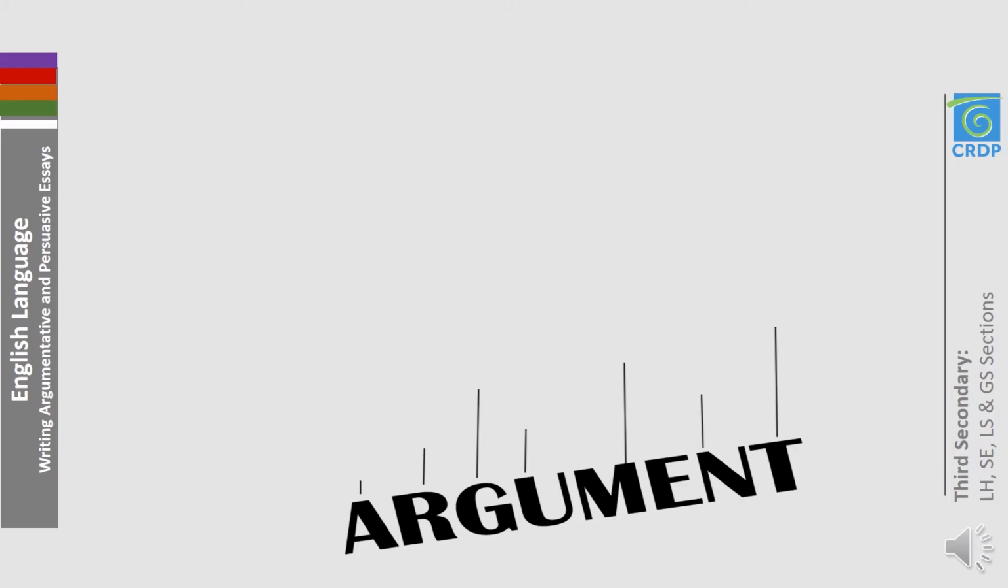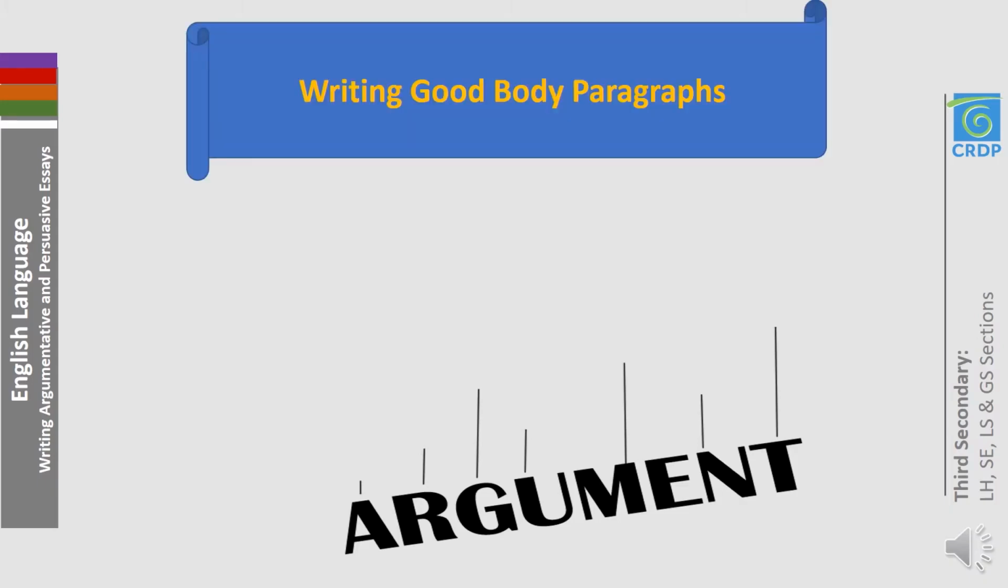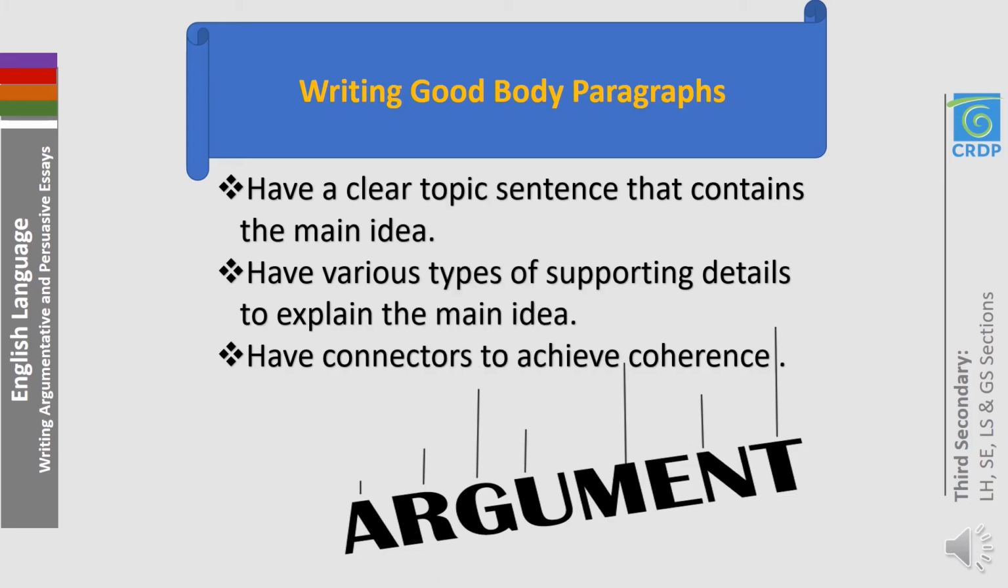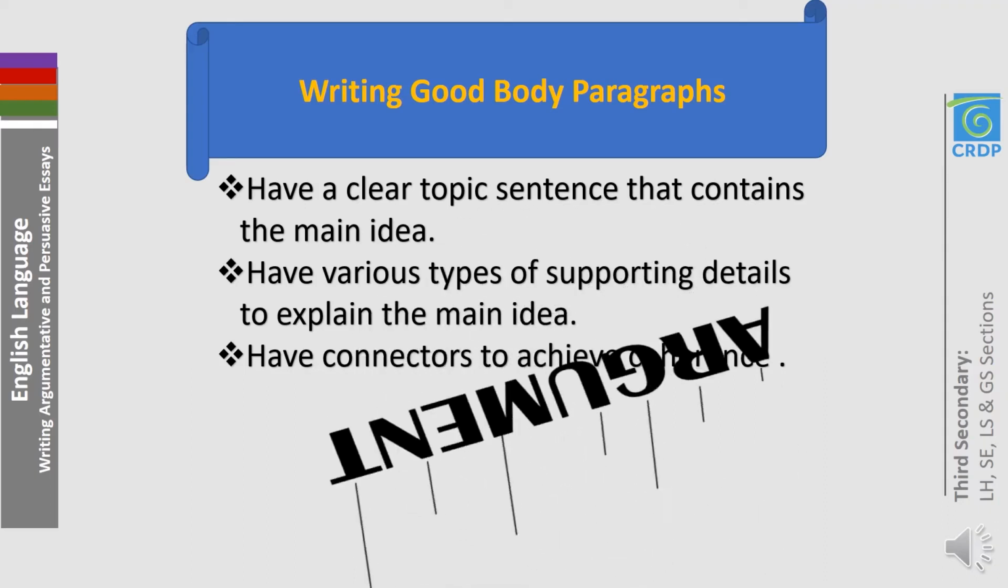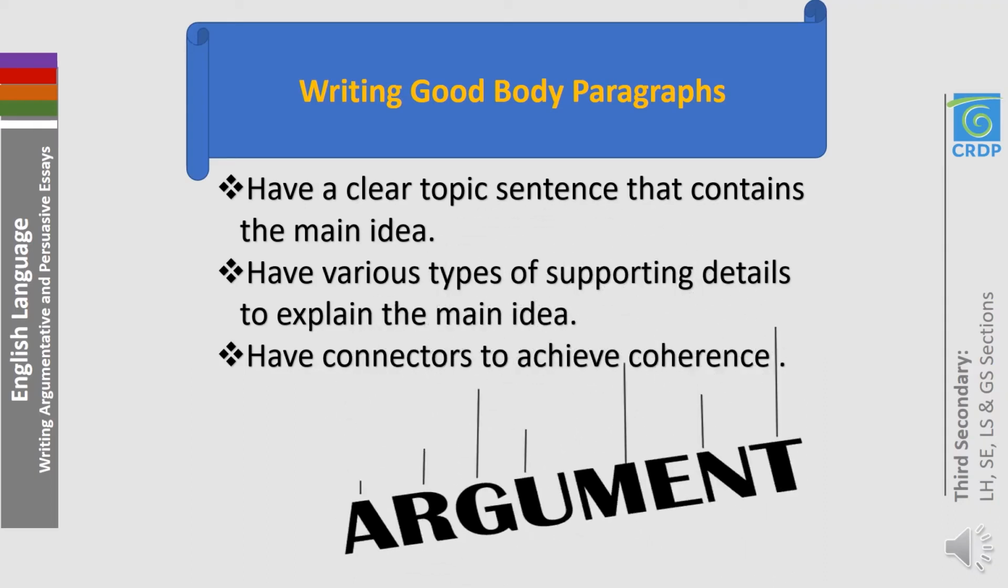In order to have good body paragraphs, each body paragraph should have a topic sentence that contains the main idea, various types of supporting details to explain the main idea, and connectors to achieve coherence. The main body is obviously going to include the main argument of the essay. So, the question is, what's the role of the argument?